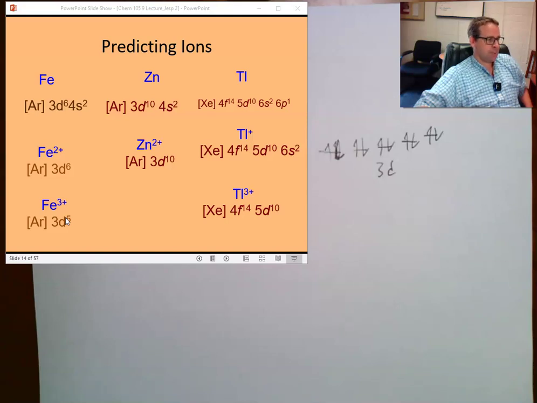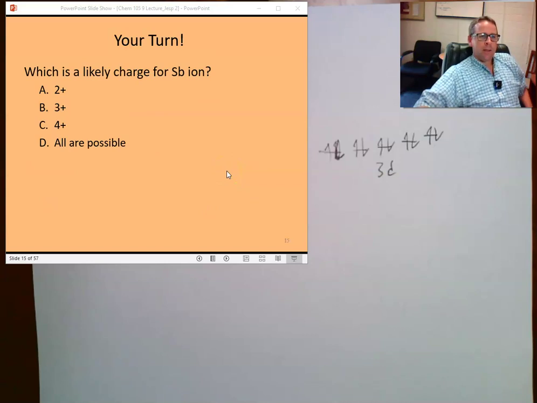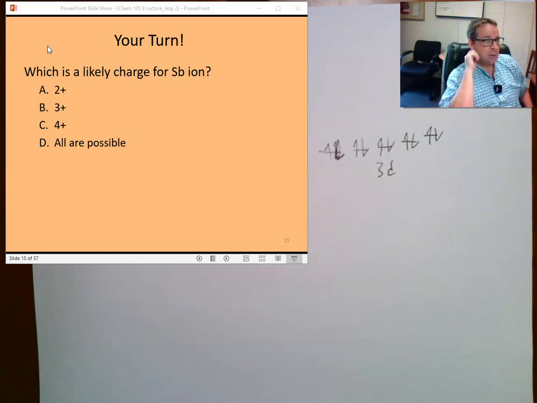All right. So, let's see where we're at. Okay, very good. Which is a likely charge for the antimony ion? Why don't you guys take 27 seconds to look at this one? What's the likely charge for an antimony ion? And then we'll get back together and, we're not going to break up, we're just going to talk about it in about 20 seconds here.